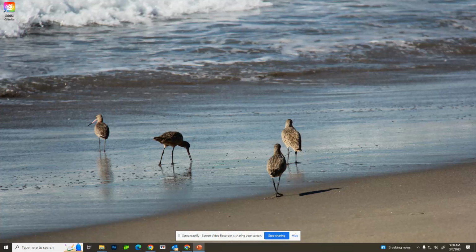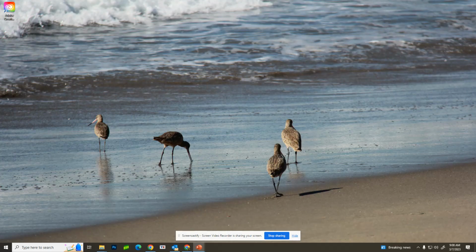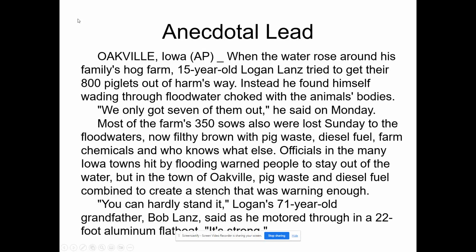Hey guys, it's a beautiful day in the neighborhood, and we are going to be talking about leads. Now, a lot of people call these hooks, but because Miss Barr works in journalism, she calls them leads. I'm going to show you just a wee bit about how we get people to read news articles, which is going to get people to read your new essay with a new eye.